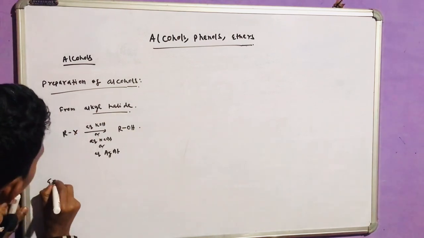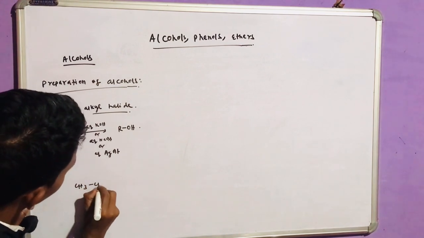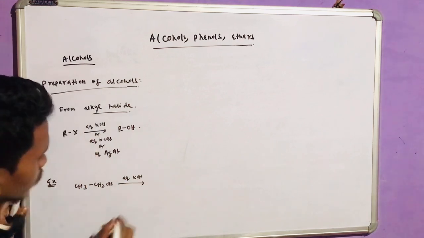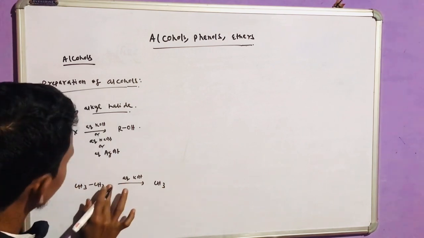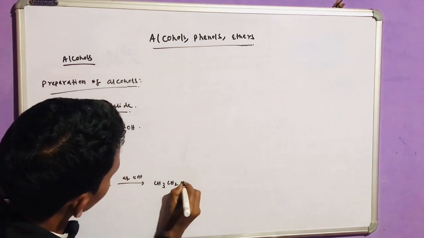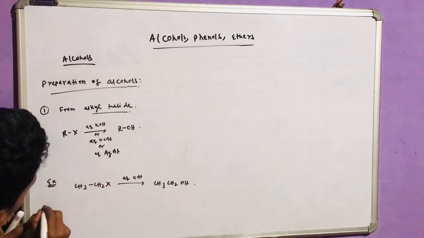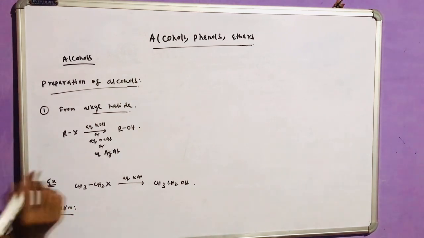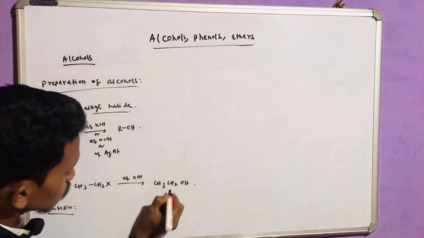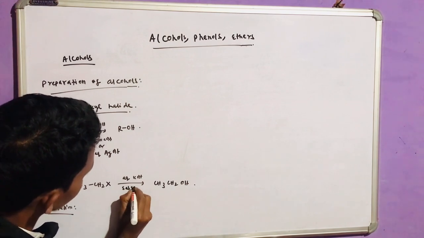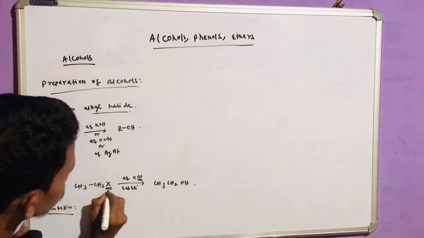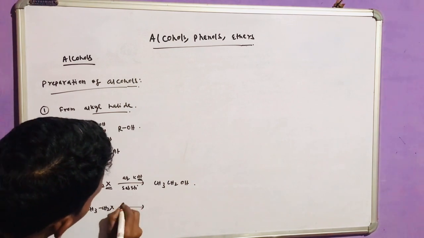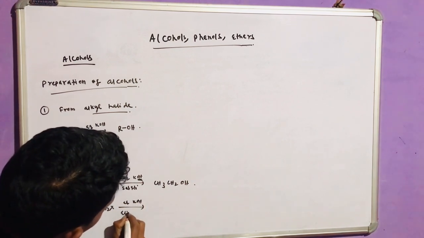Okay, so let's take an example. If CH3CH2X is there and you give aqueous KOH, then it will give CH3CH2OH. But the limitation of these reactions is that whenever you use aqueous KOH, substitution reaction happens, which means OH comes in the place of X. But at the same time, elimination reactions are also possible when you give aqueous KOH.